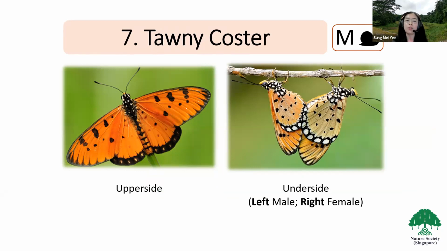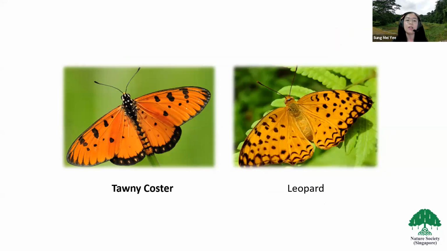So how do we tell apart a Tonic Coaster from a leopard? We can look at the margin on the hind wing. The Tonic Coaster has a broad black margin, which is actually absent in the leopard. If I put them side by side, you can see it clearly. Even though both have spots, the Tonic Coaster has this broad black margin on the hind wings, and it actually has fewer spots. So that's how you tell apart these two orange butterflies.